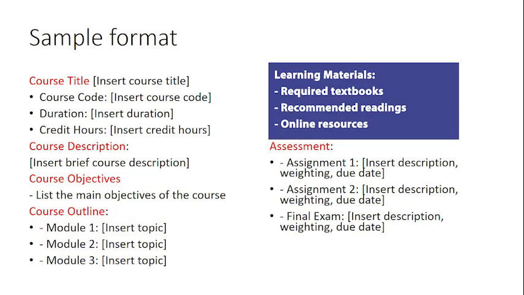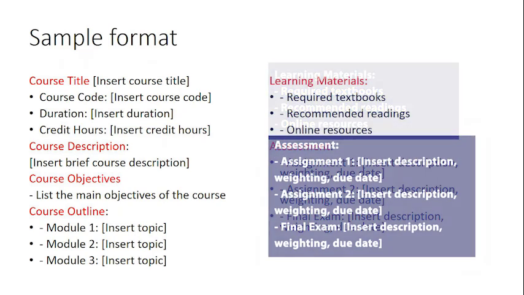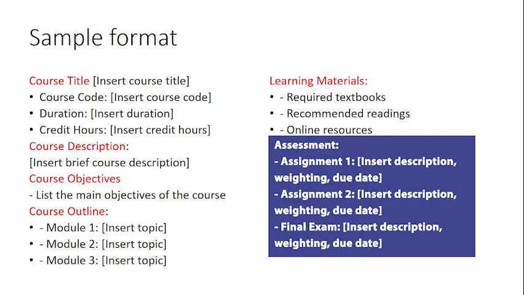Then, of course, the learning materials. What books are required? What are the recommended readings, and then what are the online resources? Then, of course, you have to give a detail of the assessment, the assignments, their weighting, and their due date. And if you have more than one assignment, you have assignment 1, assignment 2, and so on. You put their description, their weighting, and their due date. Then the final exam will also have a description, weighting, and due date. You can see everything so explicitly stated so that from the very beginning, a learner will be able to determine exactly what he or she is expecting in the learning situation.